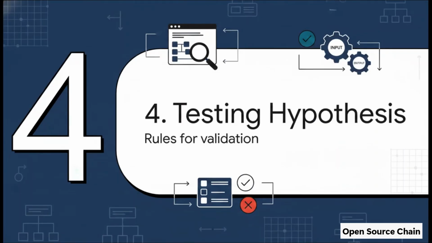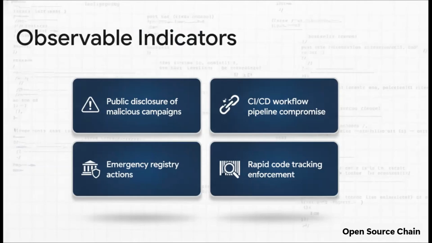Testing the THD hypothesis, rules for scientific validation. A true scientific hypothesis has to have clear conditions for both success and failure, right? We have to know exactly how to test it. So we'll know this forecast is confirmed if, during that second half of 2026, we see some very specific things go down. This includes massive public disclosures of infected open source packages, hackers actually breaking into automated software assembly lines, or emergency actions from government cyber agencies that force companies to tightly track exactly where their code comes from. If we see rapid, panicked enforcement of code tracking rules in late 2026, boom, the forecast is validated.